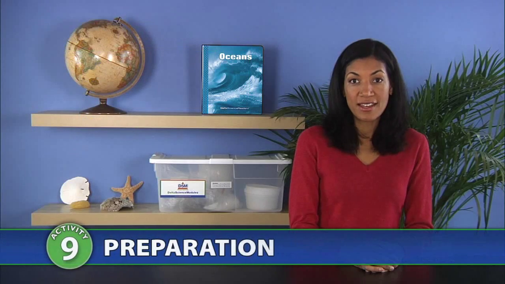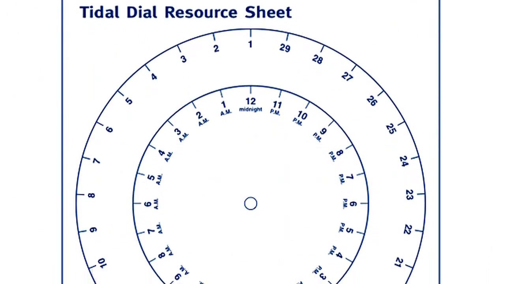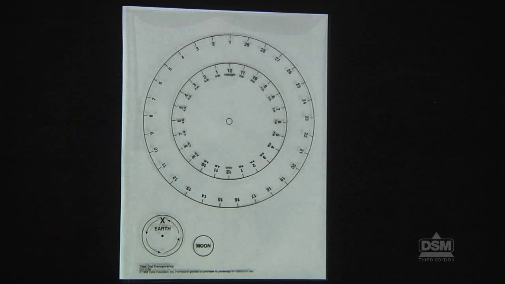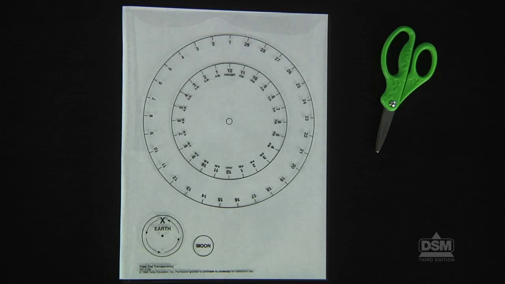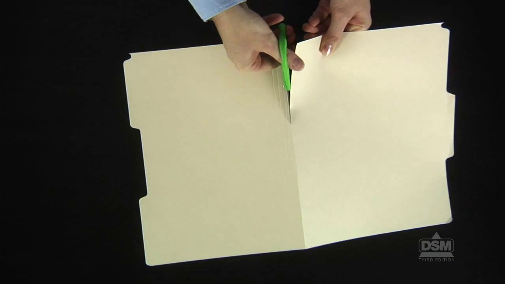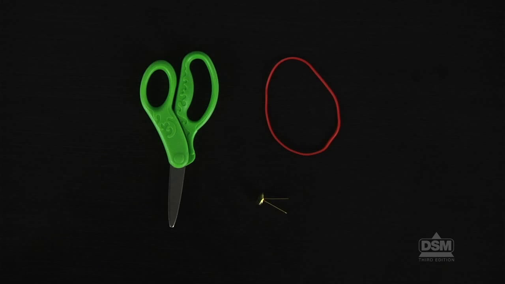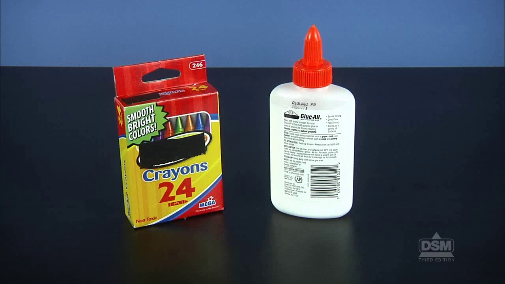To prepare for the activity, make 1 copy of Activity Sheet 9 and the Tidal Dial resource sheet for each student. You will also need the Tidal Dial transparency, a projector, a pair of scissors, and 1 rubber band. Then cut the manila folders in half along the crease. Each student will get half a folder, a paper fastener, a rubber band, and a pair of scissors. Students will share the crayons and the glue.